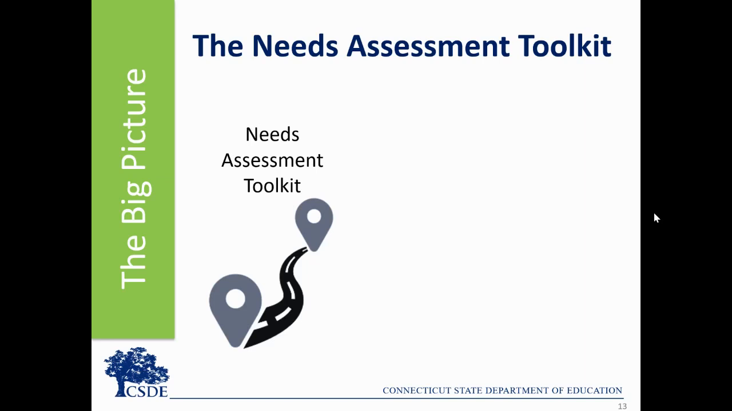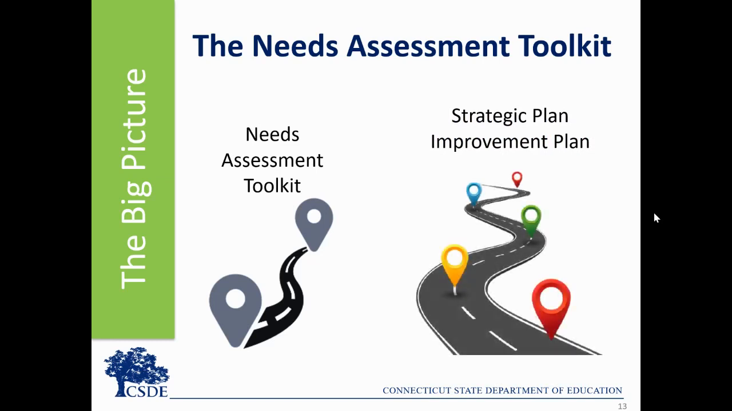This toolkit is like a roadmap that helps you determine the destination and the general direction you are headed. But the strategic plan or improvement plan will help you determine the exact route and the itinerary for the sites to see along the way with action steps and plans for monitoring.